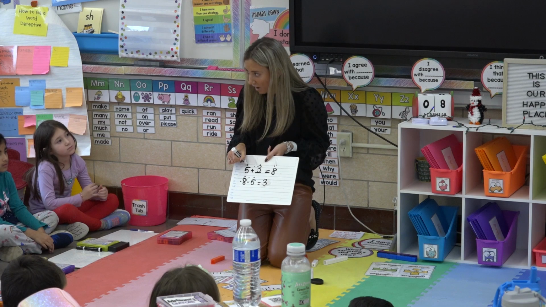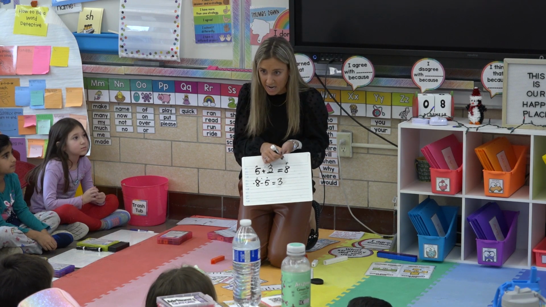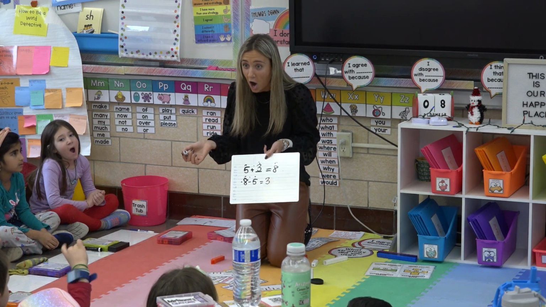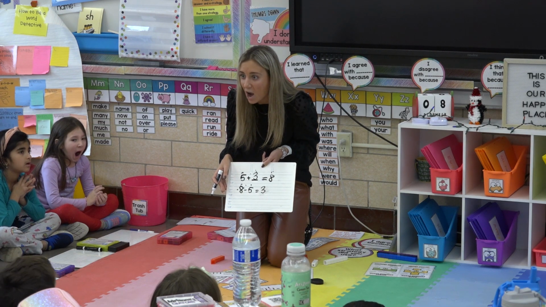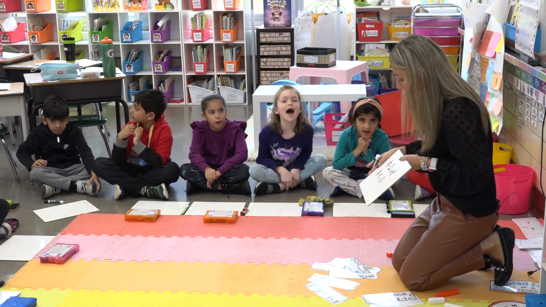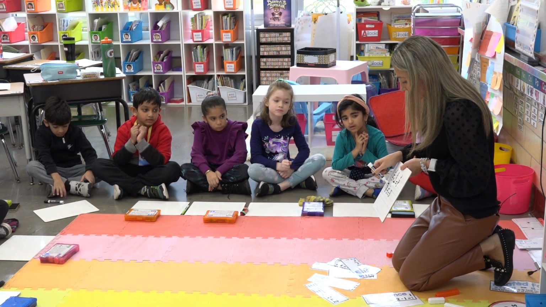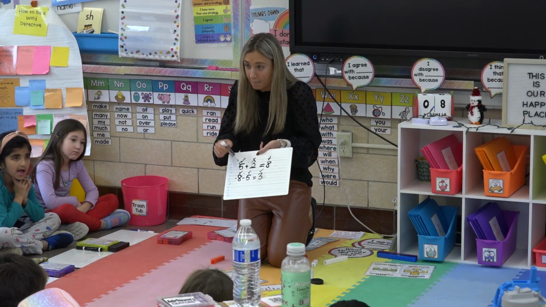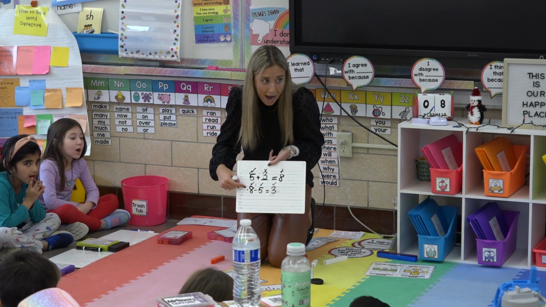And guess what Miss Migliazza noticed? I have a 5, I have a 3, and I have an 8 here, and I also have an 8, a 5, and a 3 here. That's what we're going to call a related fact. Can you say that? Related fact. Do you see how they have the same numbers in the addition sentence and the subtraction sentence? So I'm going to think about addition to help me subtract.